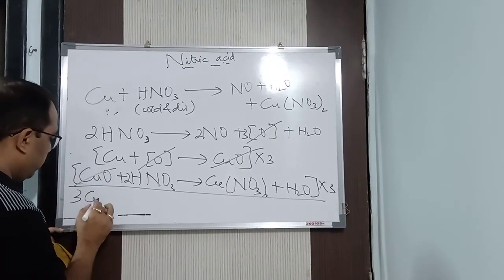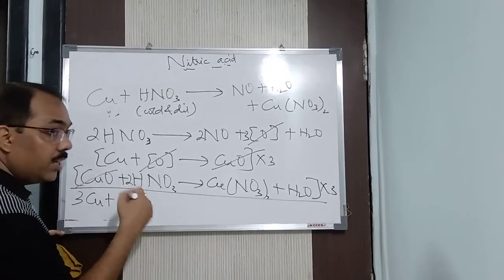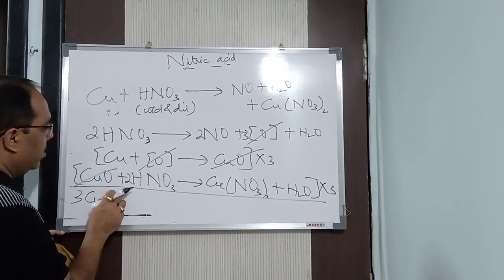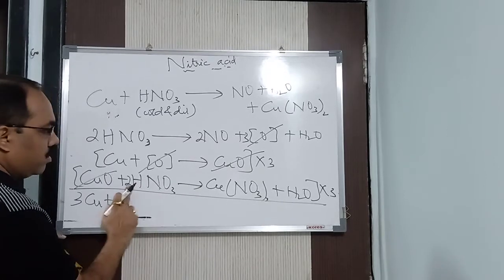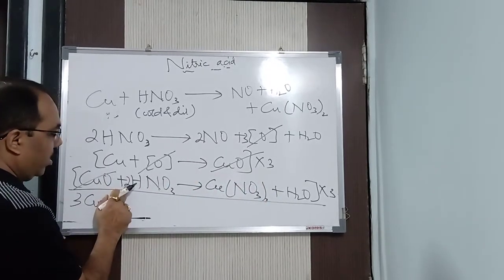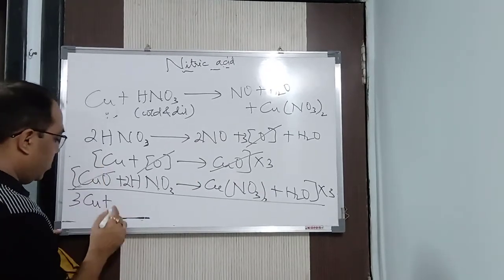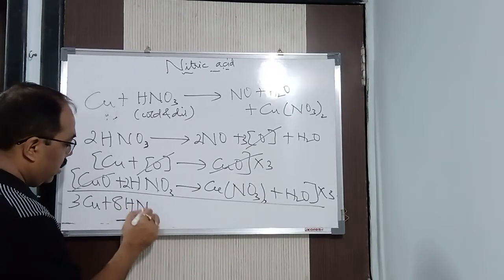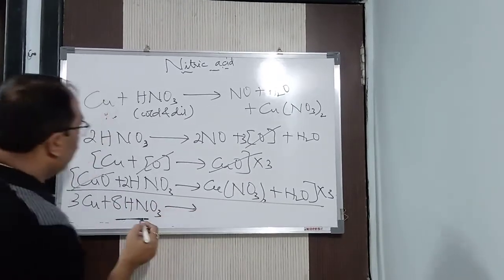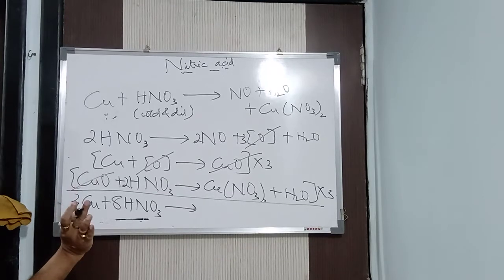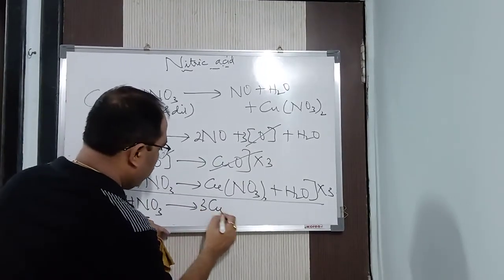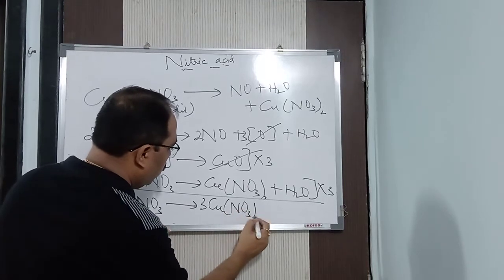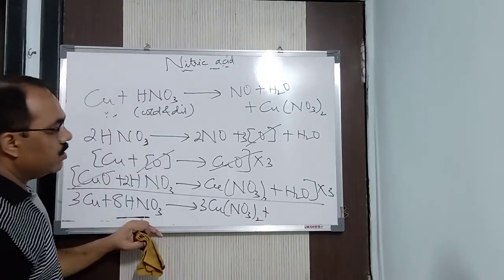See here, 3Cu. So you do not have to mug up the equation; I am showing you here. Now how many HNO3? 2HNO3 plus 3 into 2, 6. So 6HNO3 plus 2HNO3, that is 8HNO3. Got it? In the reactant side, HNO3 is over, copper is over. Now on the product side, I have to see. What is the product? 3Cu(NO3)2. Then what is remaining?